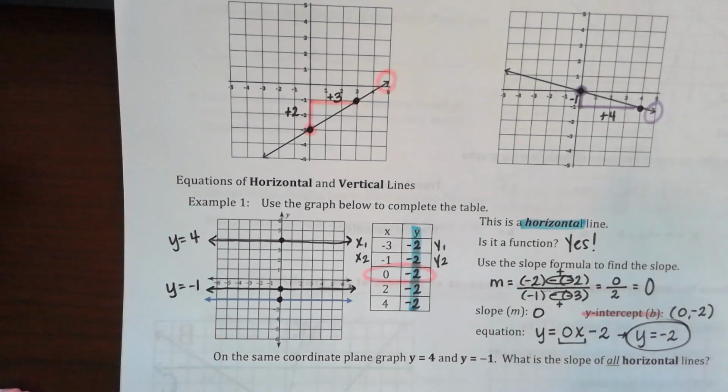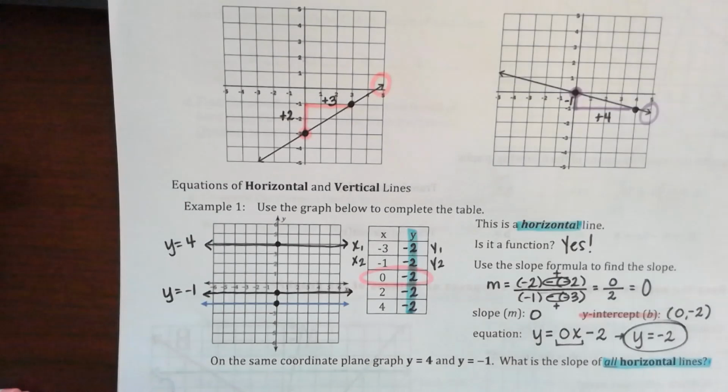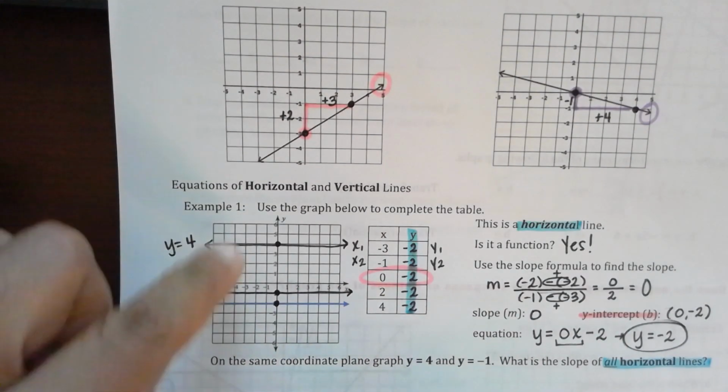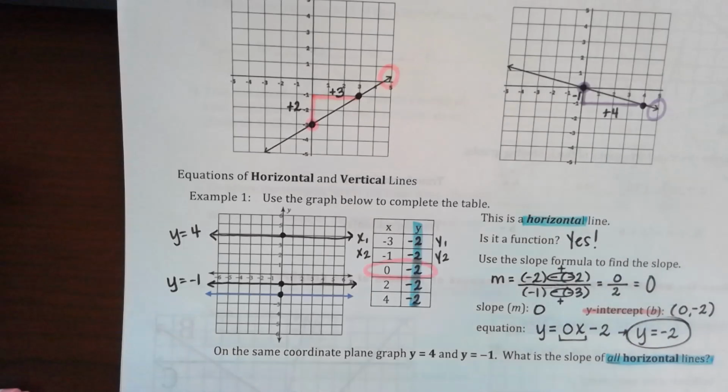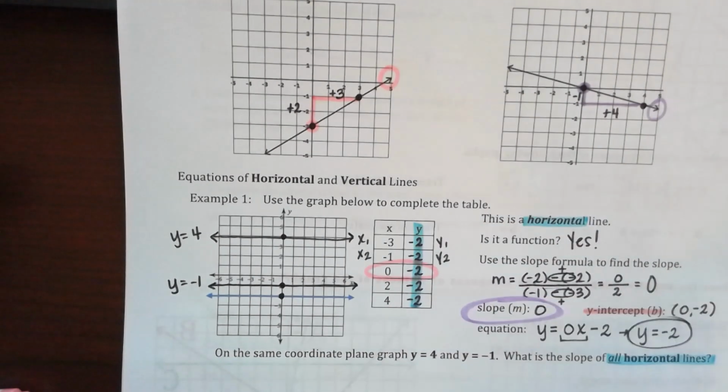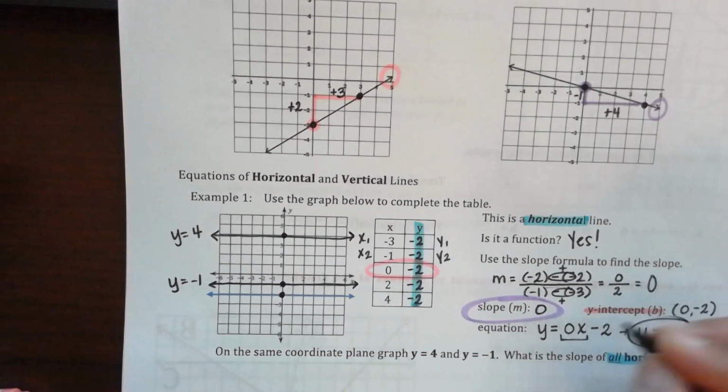What's the slope of all horizontal lines? No, what's the slope of all horizontal lines? If we just said all of these match this, what's the slope of all horizontal lines? What's the slope of this line? Nuh-uh. What's the slope of this line? 0. So what's the slope of all horizontal lines? 0. Thank you.